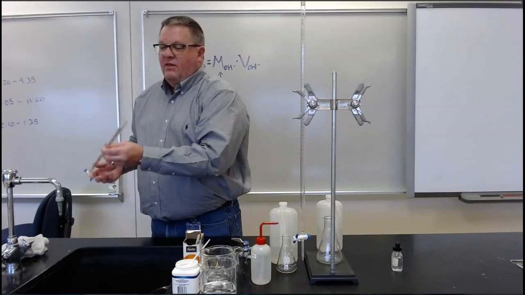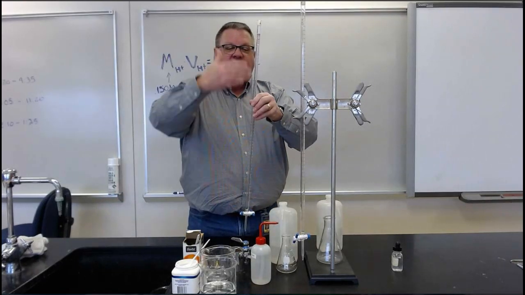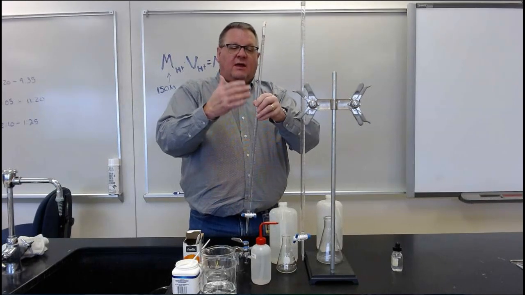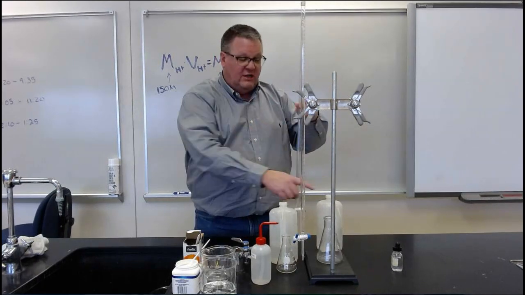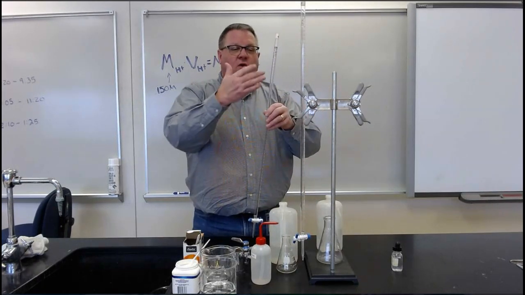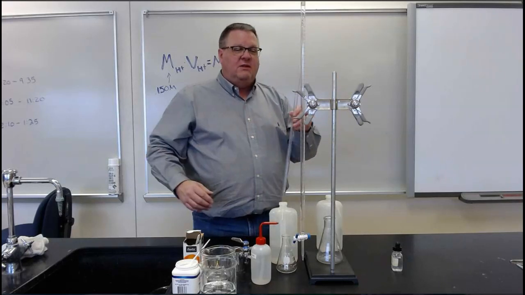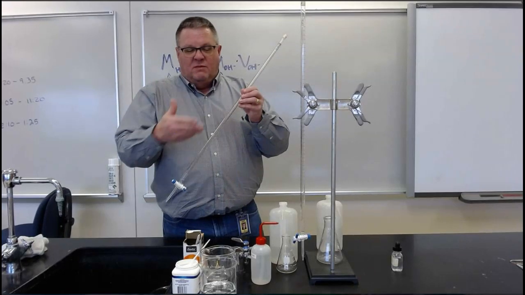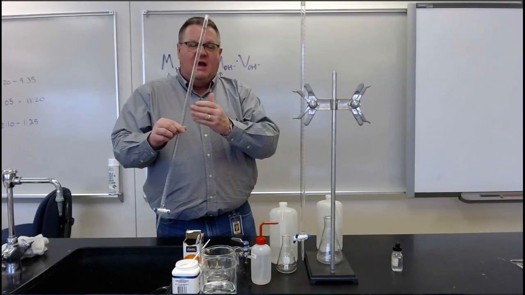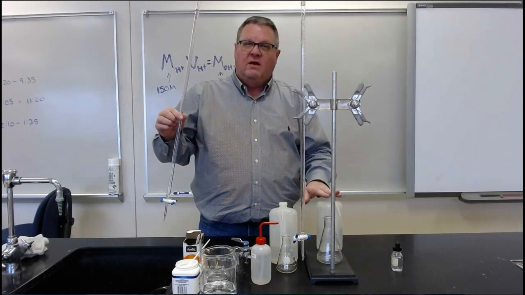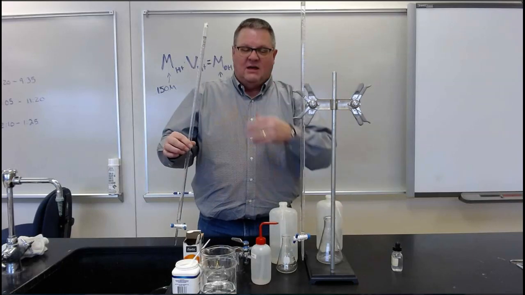The reason you do that is if there were any water droplets in here, that would change the concentration of the acid, or if there's any dried base in here, that would neutralize some of the acid. So we want to make sure that everything that's in this acid burette is exactly 0.150 molar HCl, and that's how you do it.